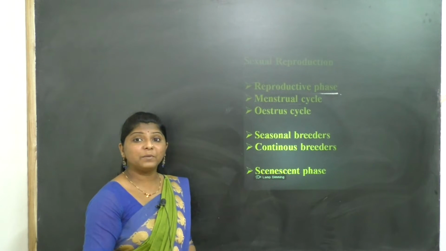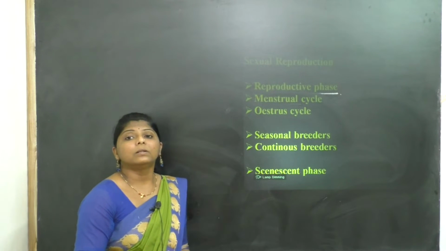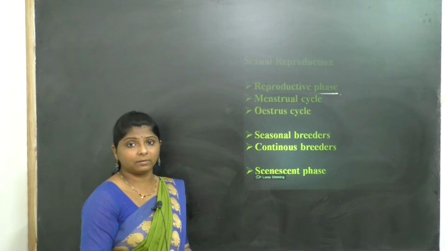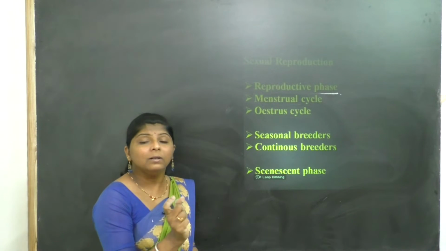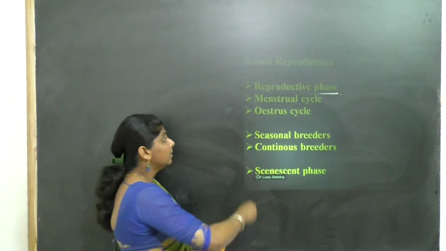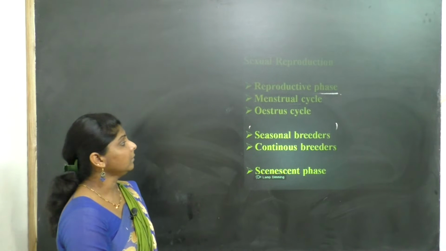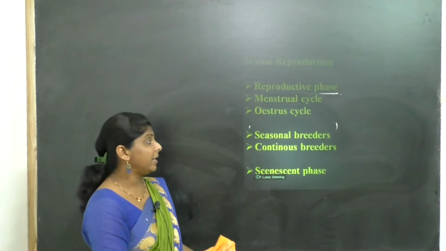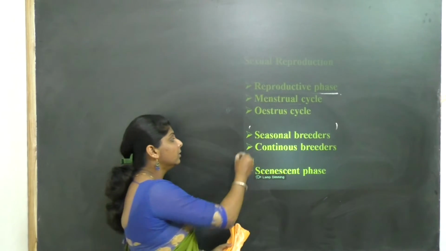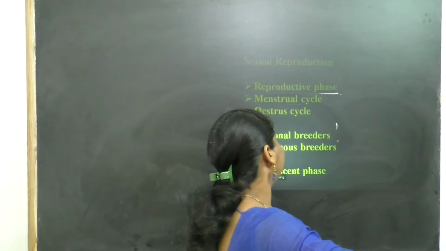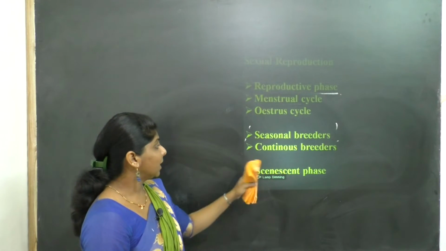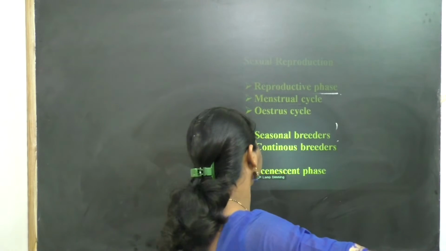Now we have seasonal breeders and continuous breeders. You are familiar with this. The organisms which are capable of reproduction only in a particular season of the year, reproductively active only then, we call seasonal breeders. Organisms that are reproductively active throughout the year are called continuous breeders.